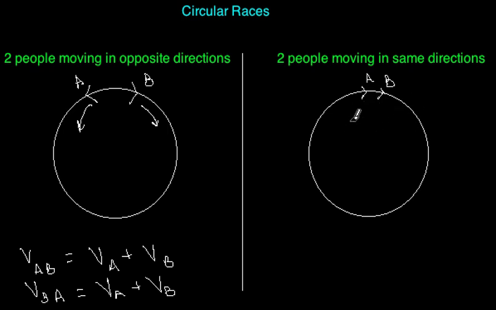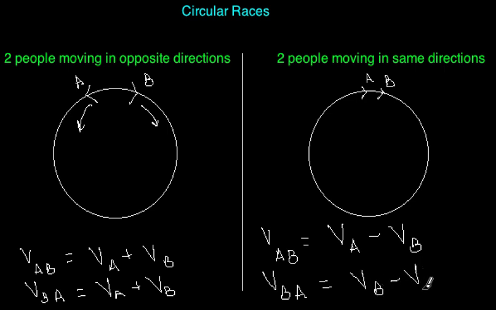In this case, if they are moving in the same direction and we put one of them at rest, suppose we have to find the relative speed of A with respect to B. Once again, as we did in our previous lecture, let's keep B at rest. If we keep B at rest, then the speed of A will reduce to VA minus VB. Therefore, the speed of A with respect to B is VA minus VB. Similarly, the speed of B with respect to A would be VB minus VA.